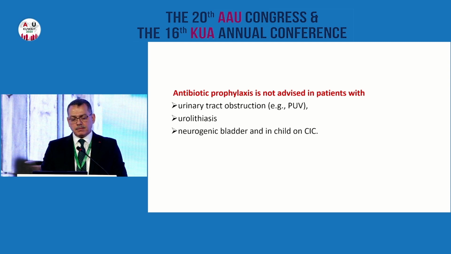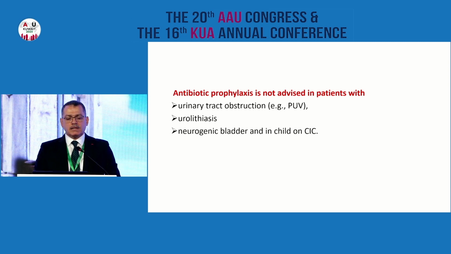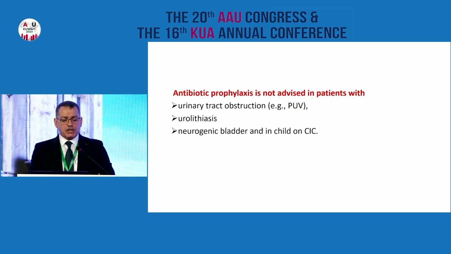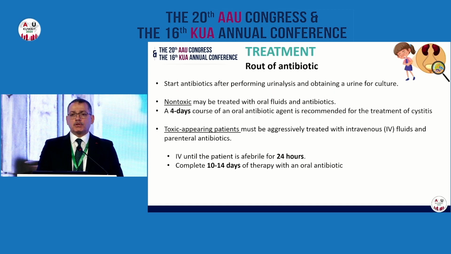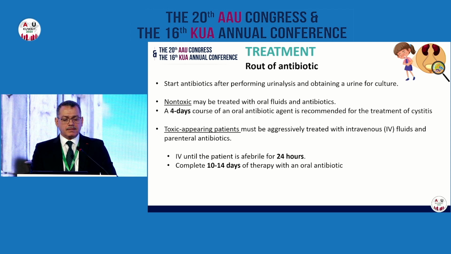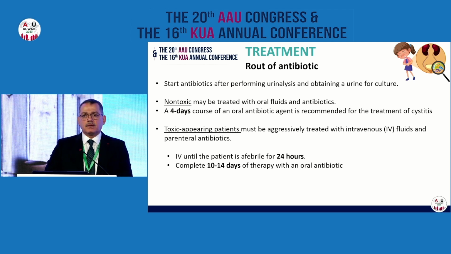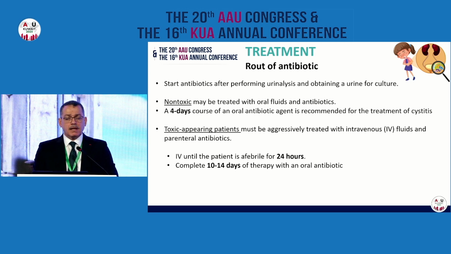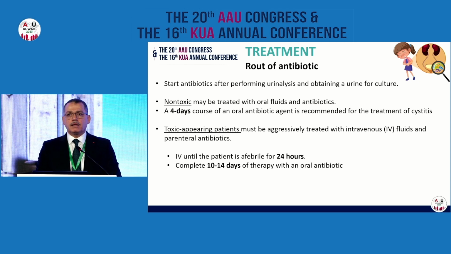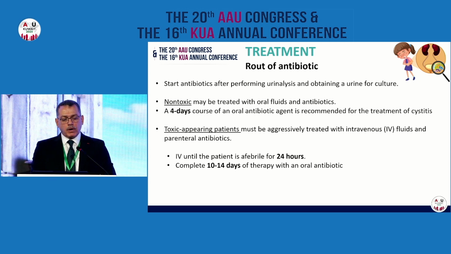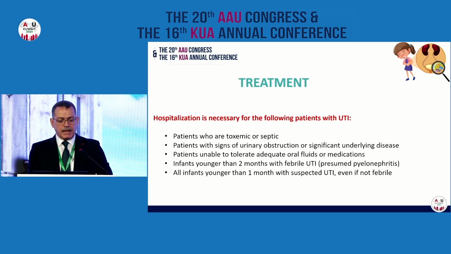Antibiotic prophylaxis is not recommended for those patients with urinary tract obstruction, those patients having urolithiasis or a neurogenic bladder, and those patients on CIC. So the route of antibiotics is either oral for those non-toxic patients, and for simple cystitis it can be given for 4-day courses. And in cases where the patient has a toxic appearance, we need more aggressive treatment, like using parenteral fluid and antibiotic. We should continue the parenteral antibiotic for 24 hours after the patient is fever-free, and then switch to oral antibiotics for 10 to 14 days.